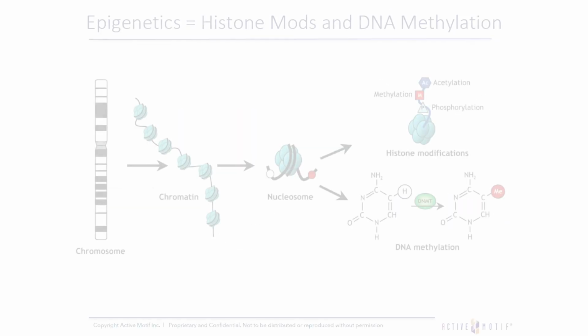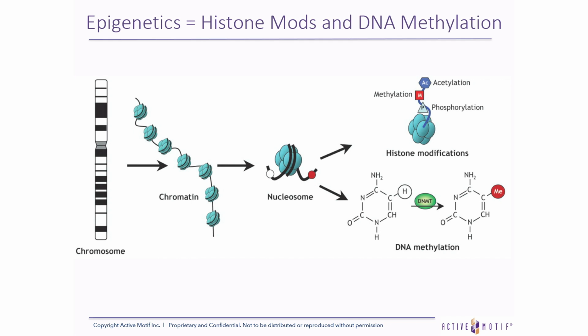Hi, I'm going to start by defining epigenetics. Epigenetics is really histone modifications and DNA methylation. So these aren't changes in the genetic bases, they're modifications to those bases. They change the shape of the DNA, the shape of the chromatin.